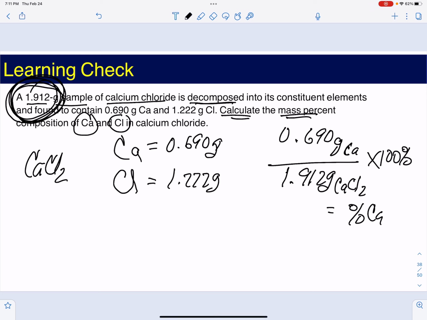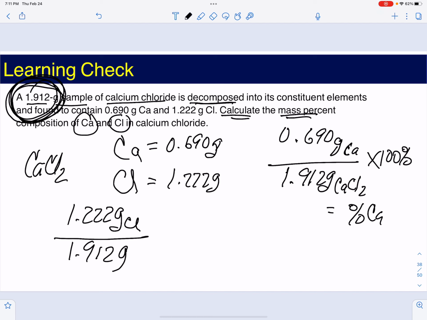What about the chlorine? We have 1.222 grams of chlorine out of the whole compound, which is 1.912 grams of calcium chloride. You multiply that by 100, and you're going to get the percentage of chlorine in this compound of calcium chloride. So that's what you do. If you understand how to do percentages, this is the same thing. You know the total, you know the item of interest divided by the total times 100 gives you a percent. And that's just the mathematical definition.